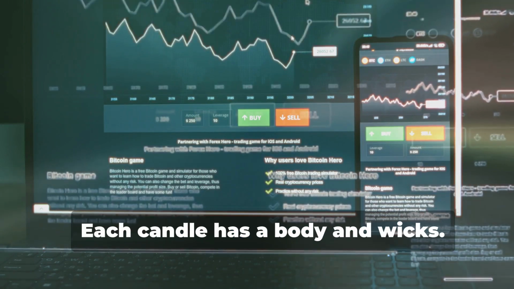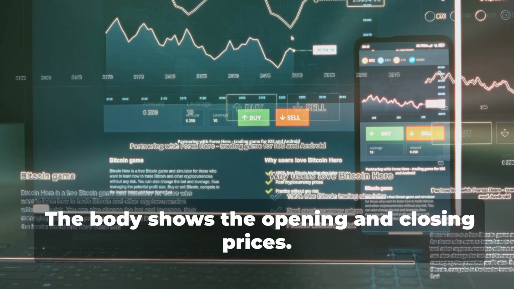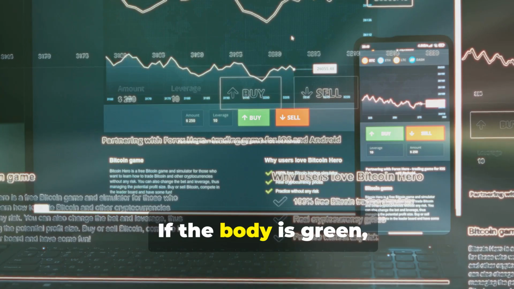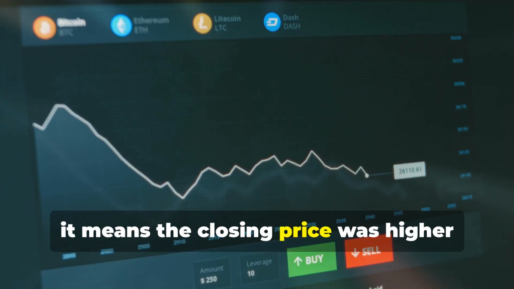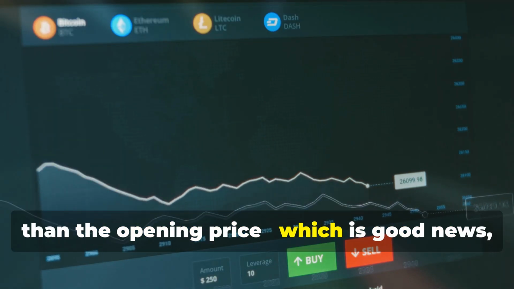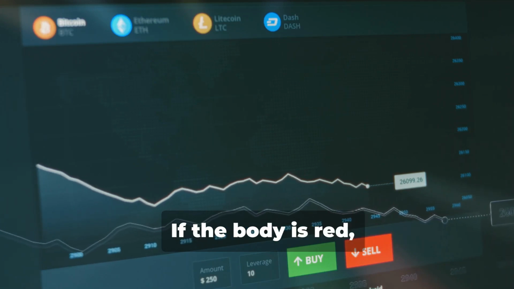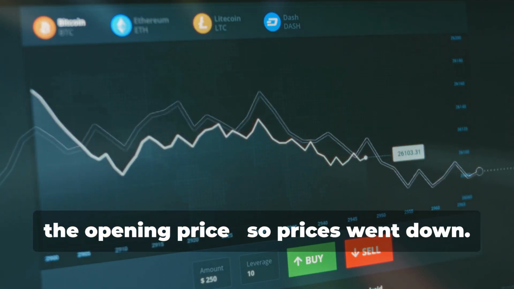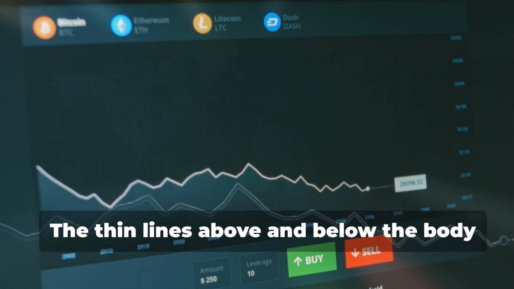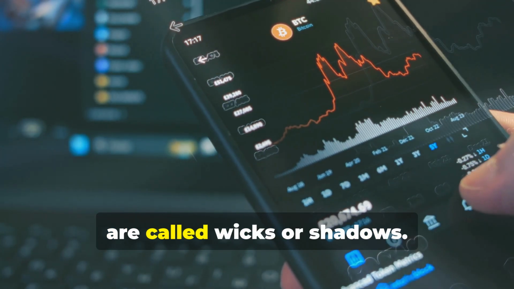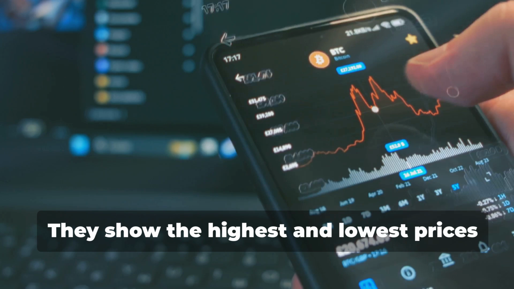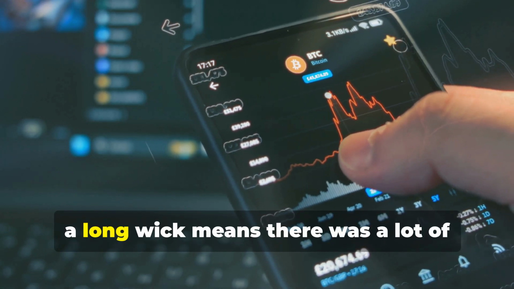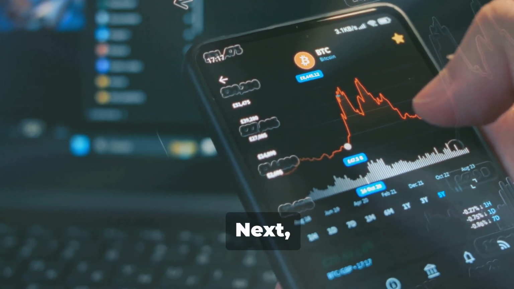So let's break it down. Each candle has a body and wicks. The body shows the opening and closing prices. If the body is green, it means the closing price was higher than the opening price, which is good news, prices went up. If the body is red, it means the closing price is lower than the opening price, so prices went down. The thin lines above and below the body are called wicks or shadows. They show the highest and lowest prices during the time period. So, a long wick means there was a lot of price movement.